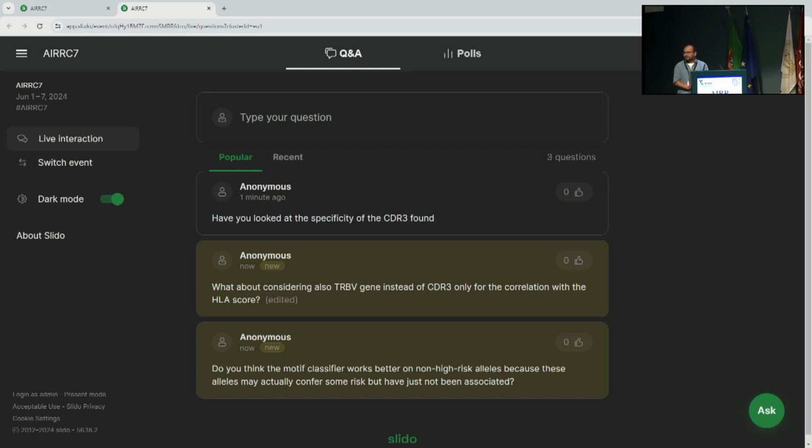Right. So a lot of this, just to clarify, is from bulk sequencing data, correct? Where you can't necessarily know what the specificity of the receptor is.